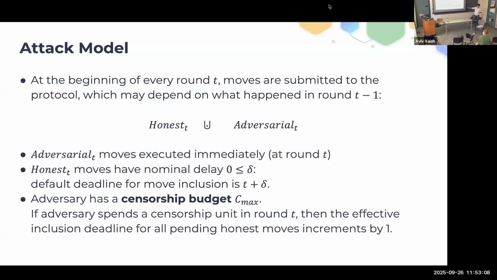In addition, the adversary has a censorship budget, Cmax, which we assume that we know. This is like 1 week. We assume that the adversary today cannot censor more than 1 week. The way the adversary uses this is, it can decide at any round to spend one censorship unit out of this budget. And if this happens, then all honest moves that are pending at that time, that were submitted but not executed yet, their effective deadline increments by 1. Okay?